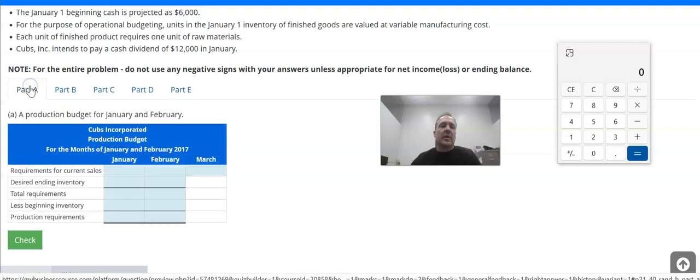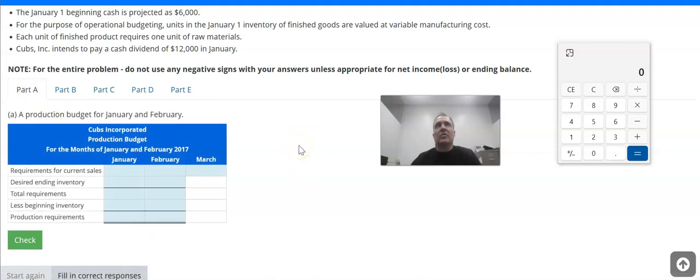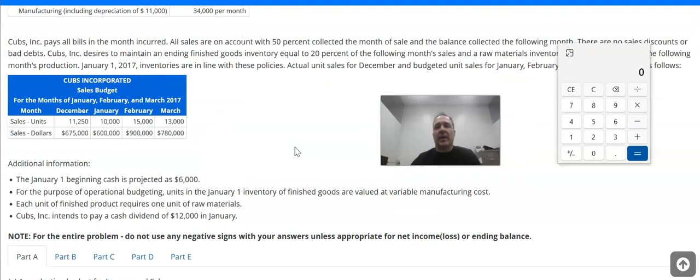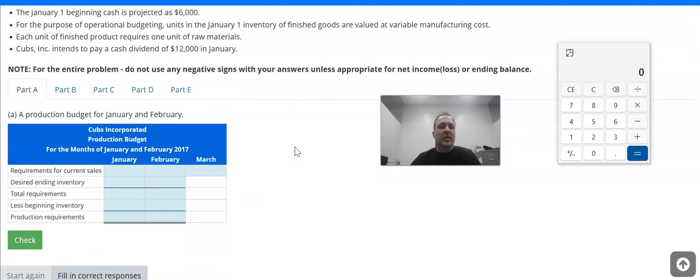So you need to, rather than look at all of these facts and start panicking, recognize that you're only going to need a handful of facts to fill out each portion of this requirement, starting with the production budget in Part A.